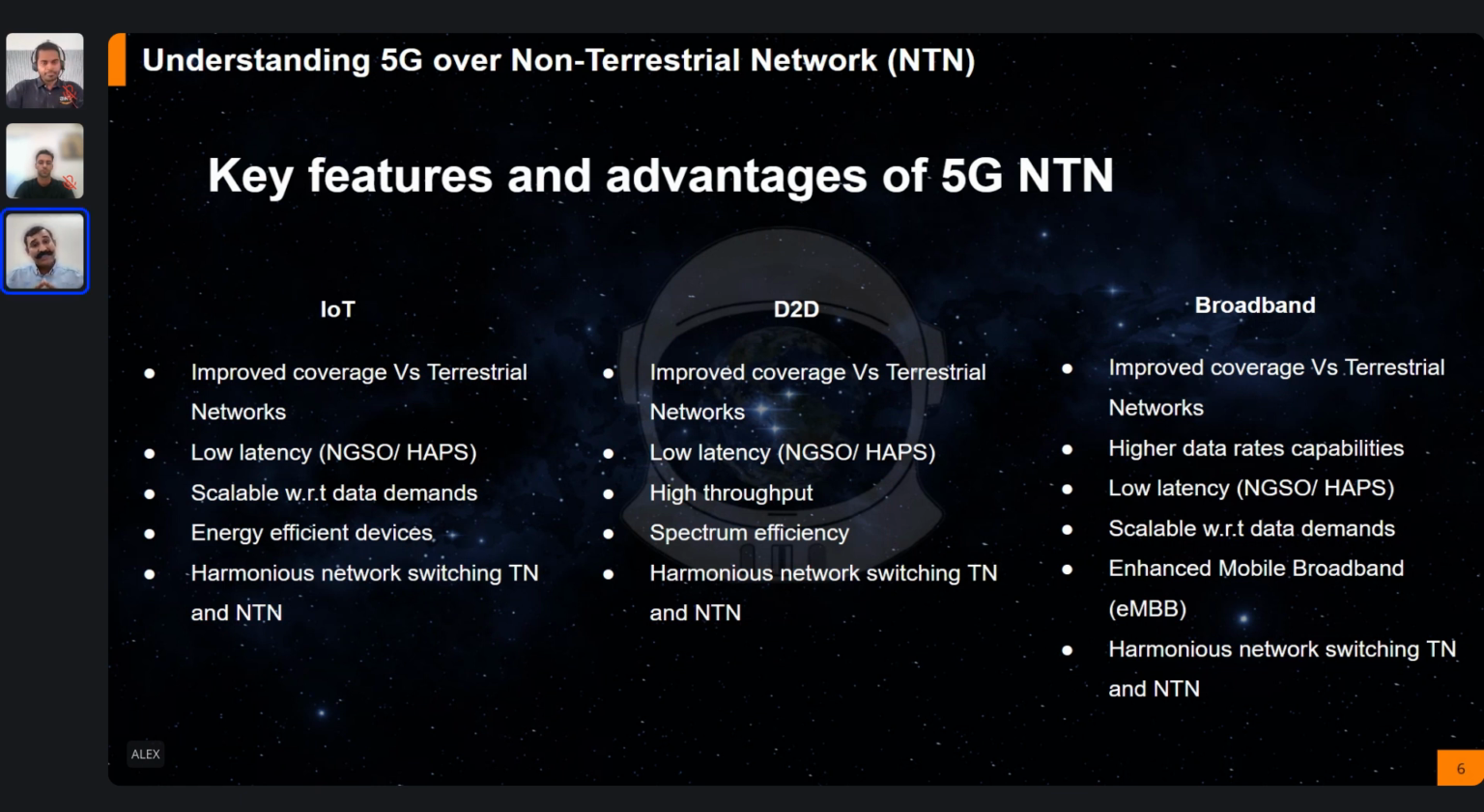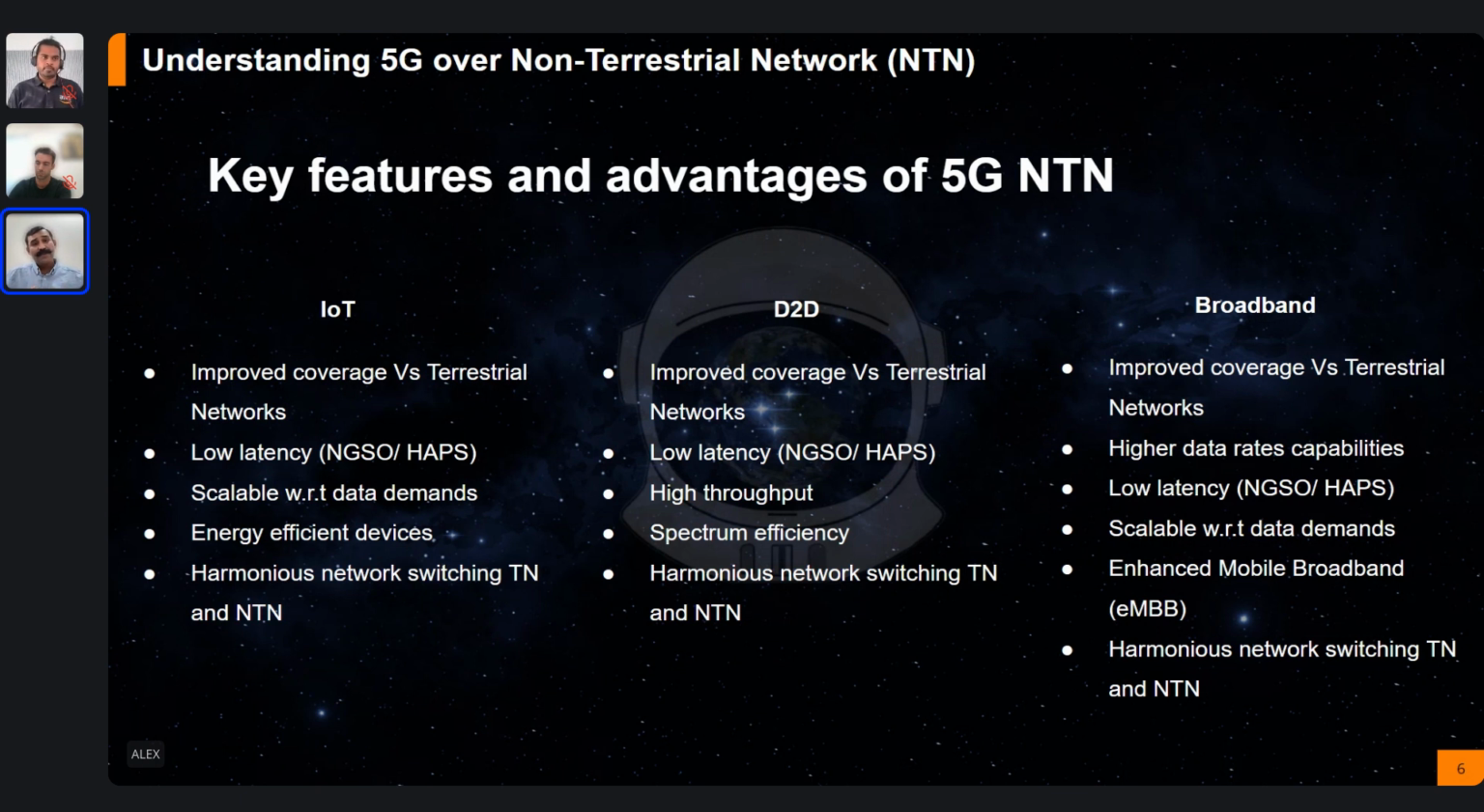And also the most important factor for IoT use cases is the energy efficiency, the power consumption. We can talk about the implementation of narrowband IoT over 5G. That's the implementation where you can have energy efficient devices in different use cases. We're going to talk in the next slide about what the specific use cases are. But these are the parameters that allow the implementation of 5G over NTN.